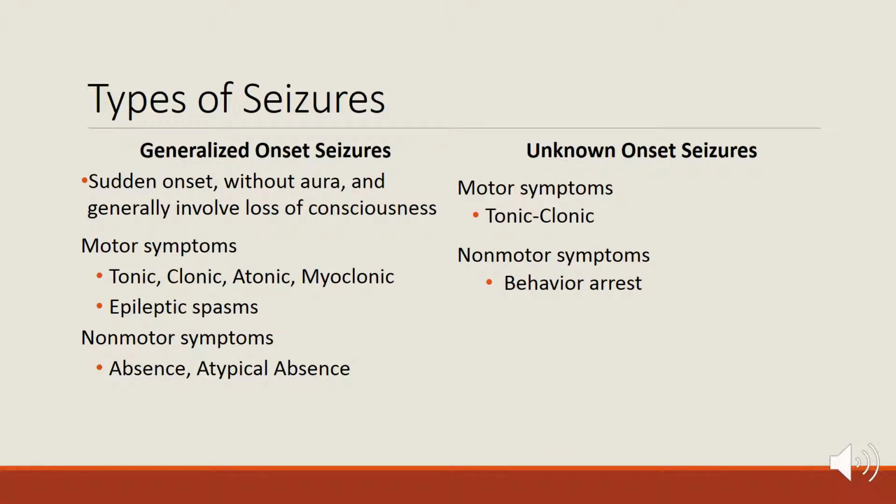Generalized onset seizures are sudden, without aura, and generally involve a loss of consciousness. Motor symptoms include tonic, clonic, atonic, and myoclonic, and also epileptic spasms. Non-motor symptoms include absence and atypical absence. Unknown onset seizures include motor symptoms of tonic-clonic and non-motor symptoms of behavior arrest.